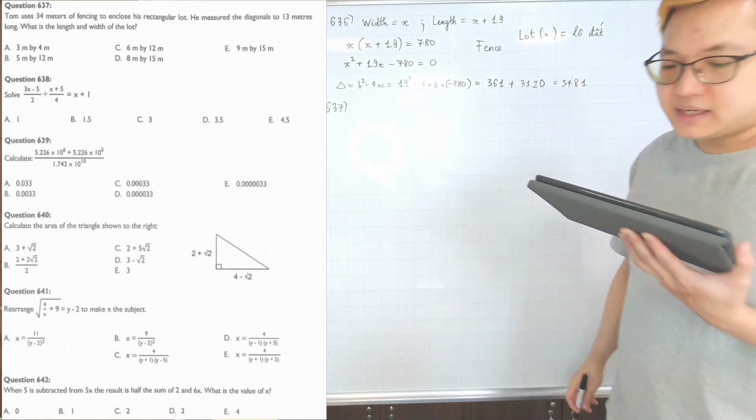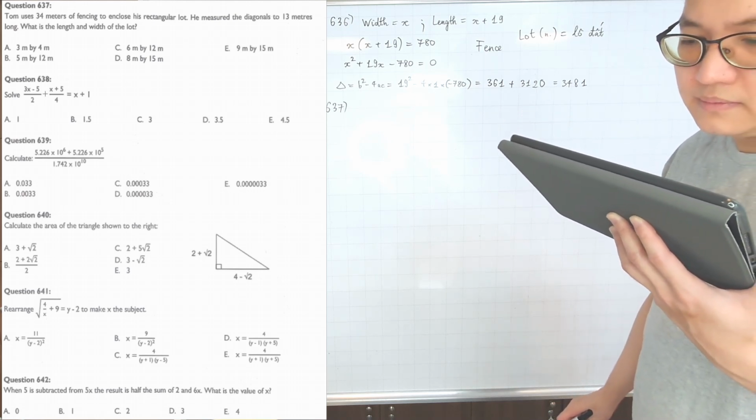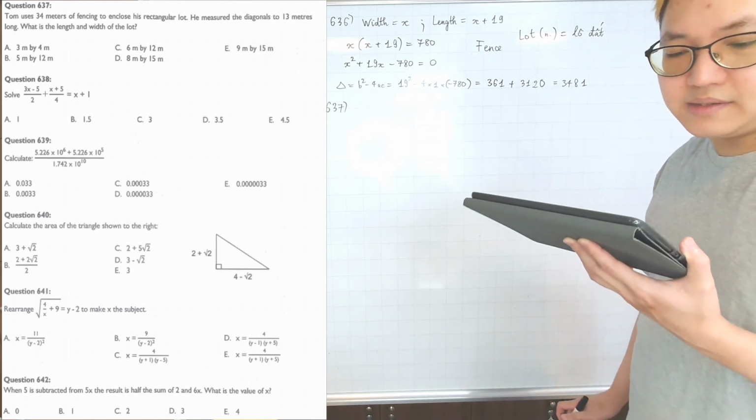He measured the diagonals to be 13 meters long.